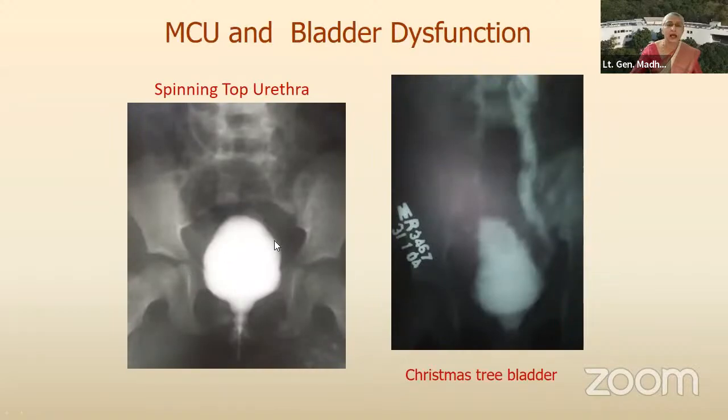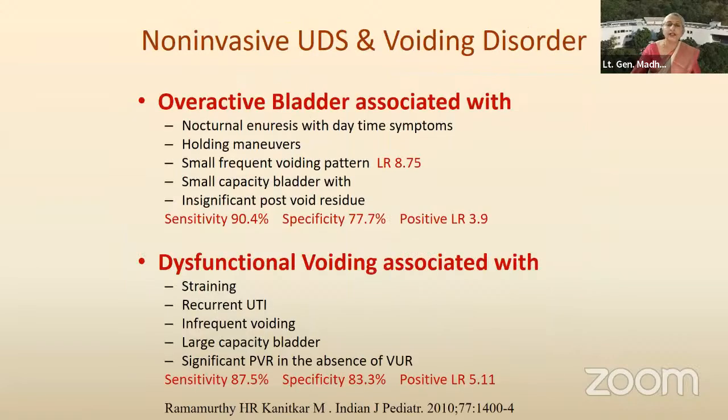This is a classical spinning top urethra and could happen in a child with an overactive bladder, or a Christmas tree bladder, typically in a neurogenic or a Hinman's bladder. If you see a bladder like this, we might prefer to think of a tethered cord and get an MRI of the spine done.